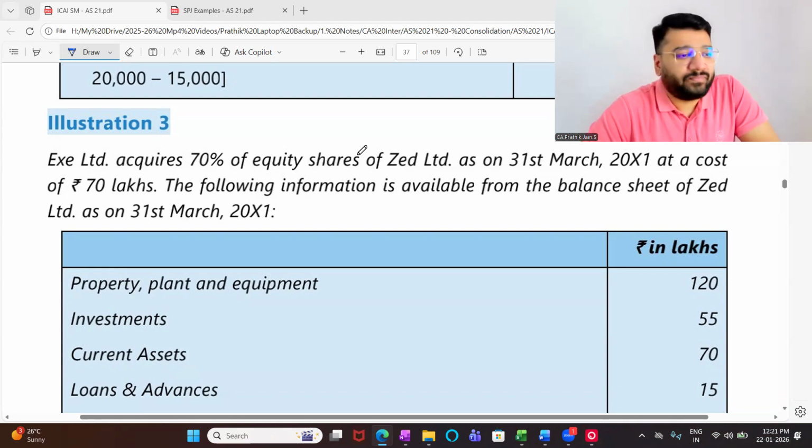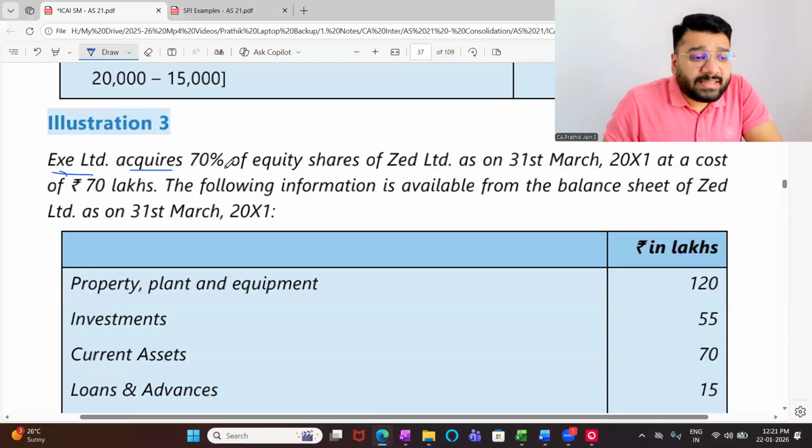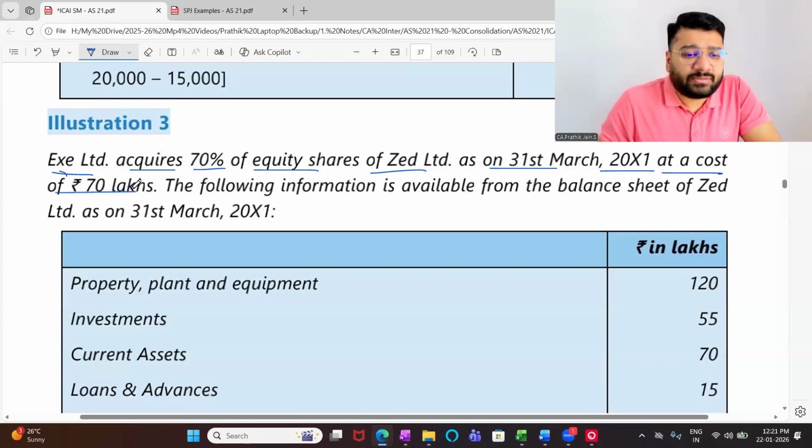And illustration 3 is what I'm planning now. Illustration 2 we've completed? Yes, sir. Yes. Illustration 2 completed. Let's head forward to illustration 3. It says that X Limited acquires 70% of equity shares of Z Limited as on 31st March 2001 at a cost of 70 lakh rupees.